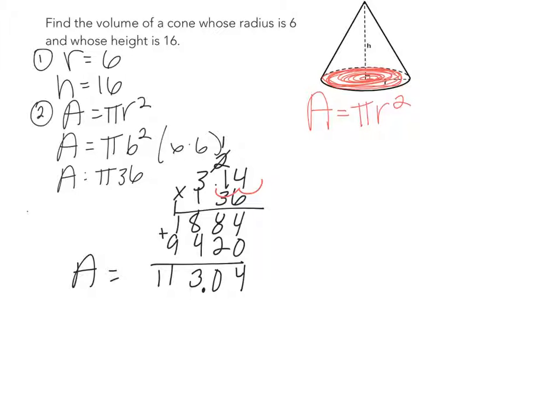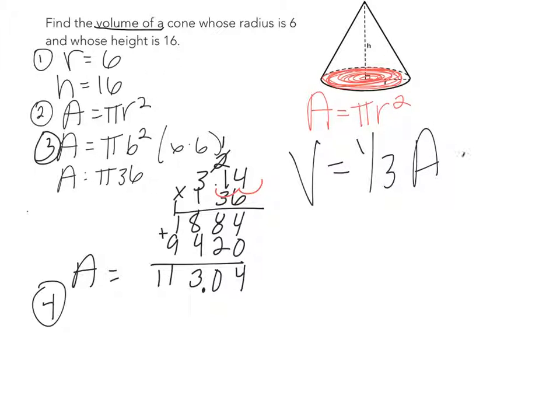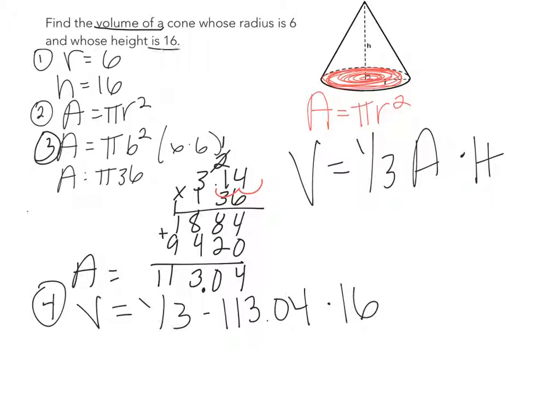So now that we have this information, let's plug it back in. This was actually step 3, which was plug in. So now we have to plug it back into our formula. But remember, we're finding the volume, so we need a volume formula. Volume is 1/3 the area of the base times the height. Let's plug in what we know. Volume equals 1/3 times 113 and 4/100ths times 16, which is from our original problem.